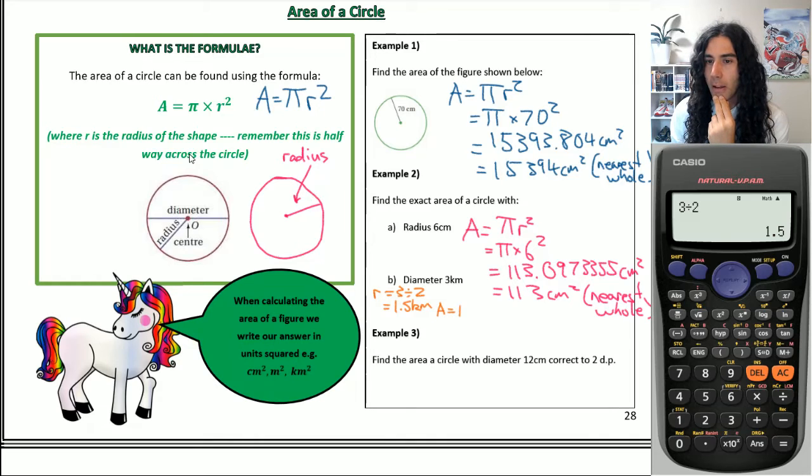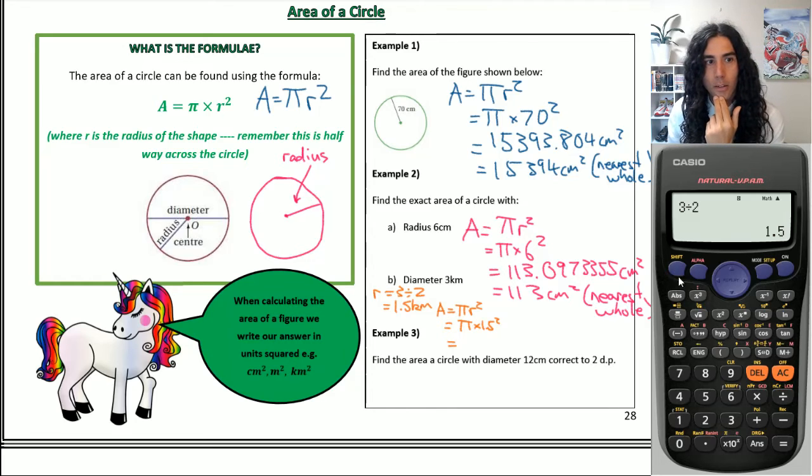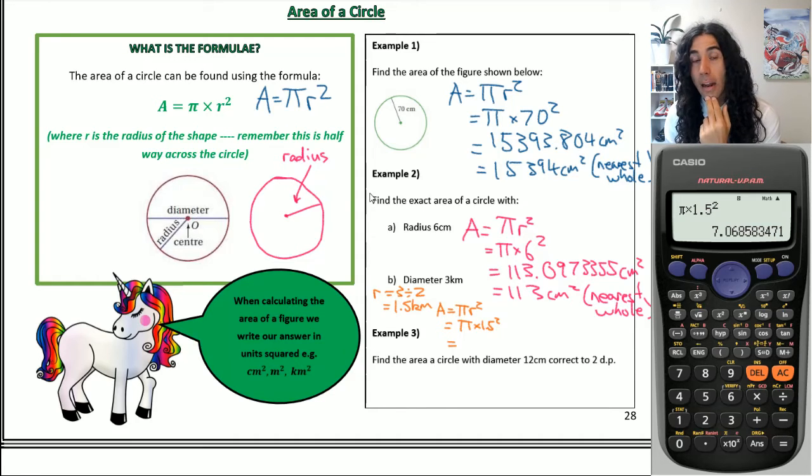Area equals pi r squared. Pi times 1.5 squared. Calculator to the rescue. Whenever I get a question using pi, I'm always going to use a calculator. I'm not going to try and remember pi and then do a complicated multiplication. 7.068.